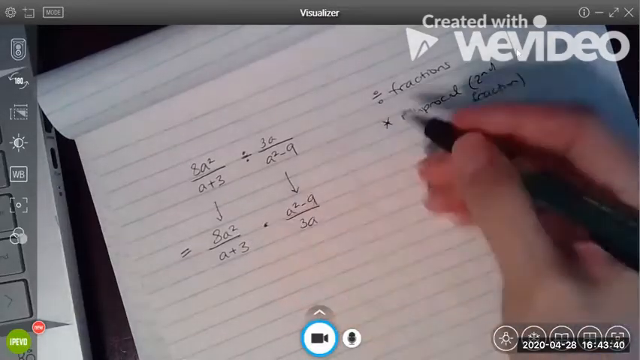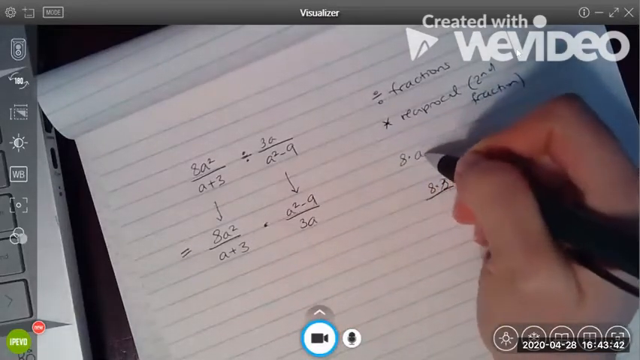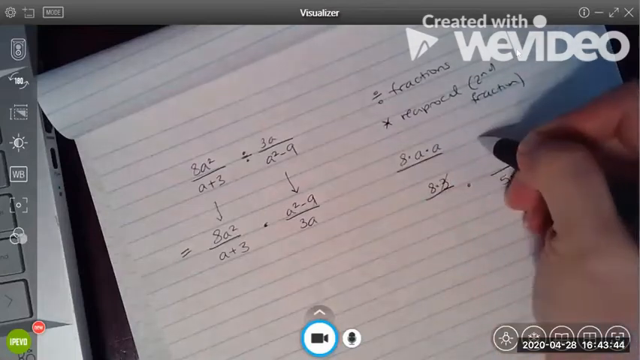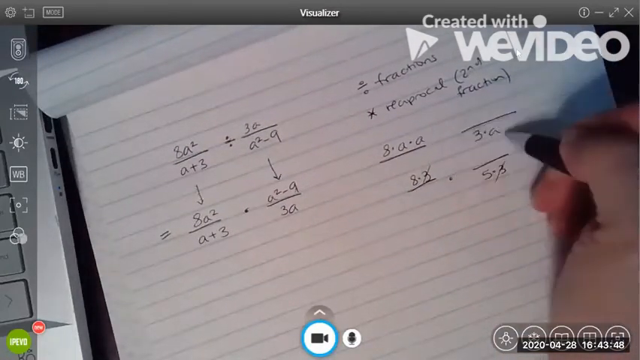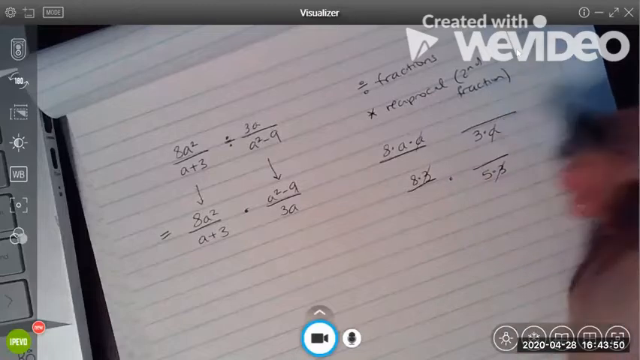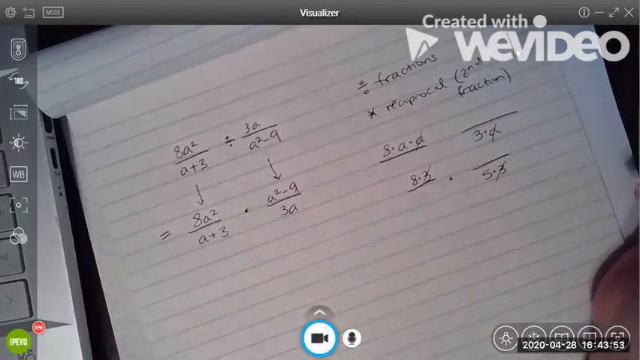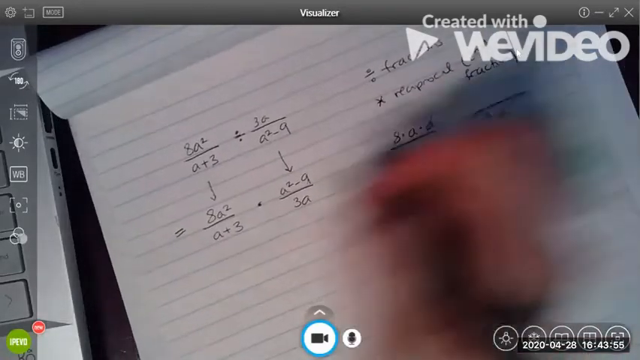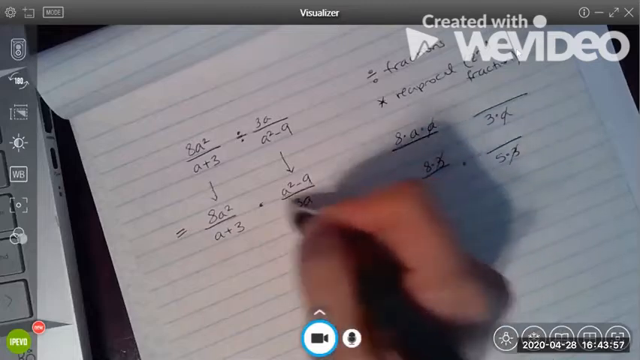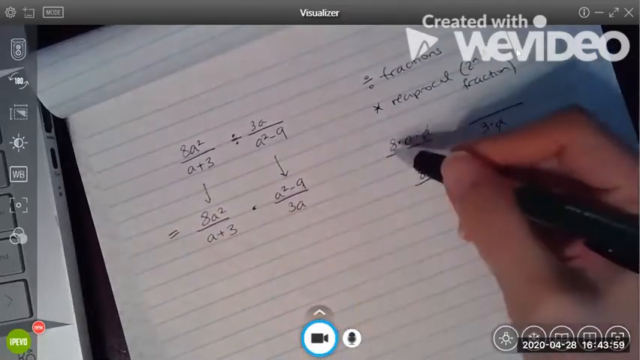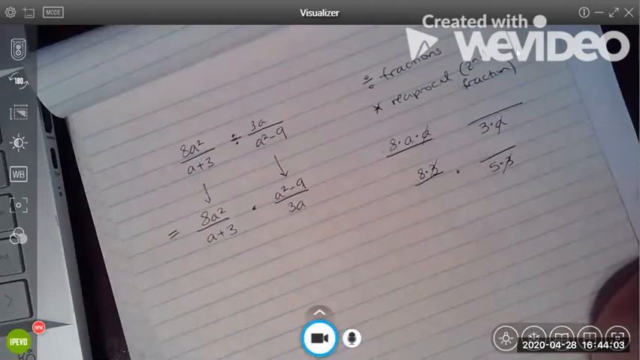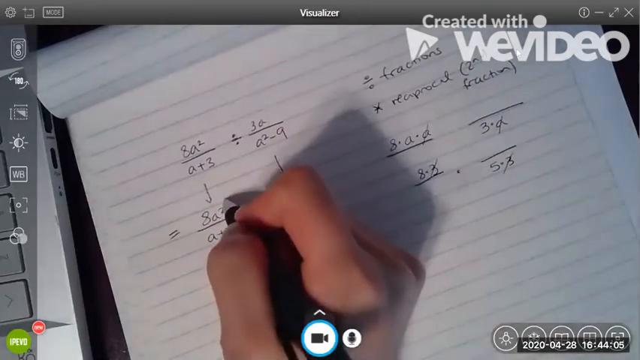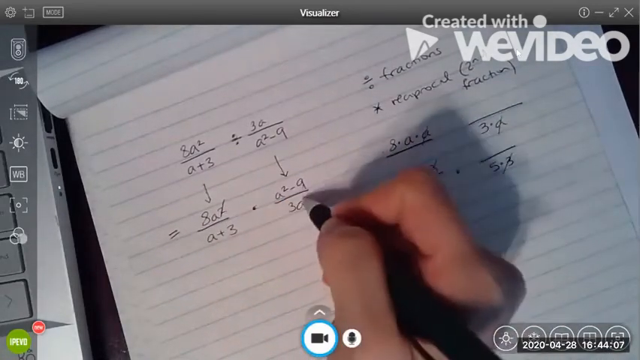So in this top fraction, I have 8 times a times a. And on the bottom of this one, I have 3 times a. So it's like I'm multiplying by a on top, and then I'm dividing by a on the bottom. So I can reduce those. Okay, so first of all, let's reduce one of the a's there. And 3 and 8 don't actually have a common factor. If I wrote this as 2 times 4 or 2 times 2, it doesn't have a common factor with 3. So that's not going to help. So we're going to get rid of that squared, and we're going to get rid of that a.